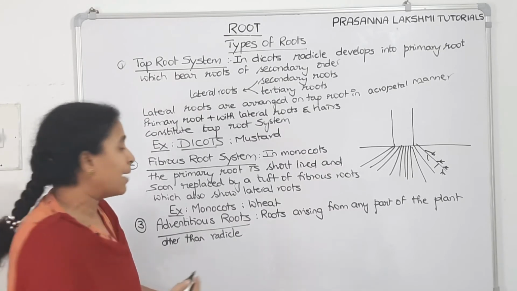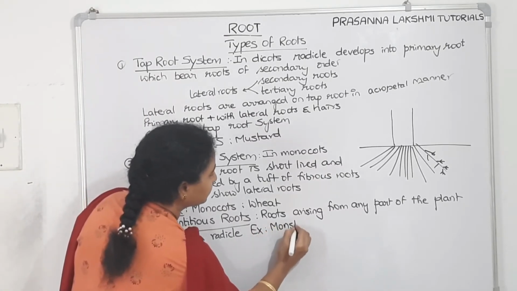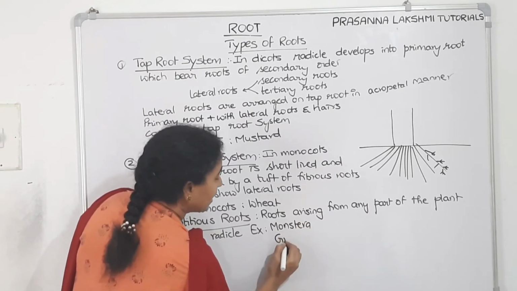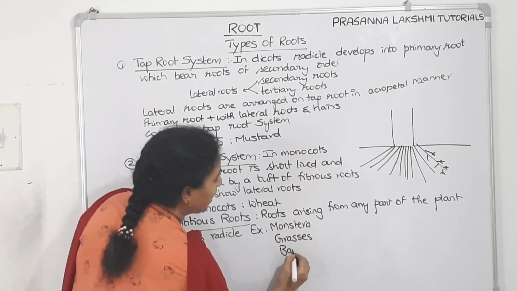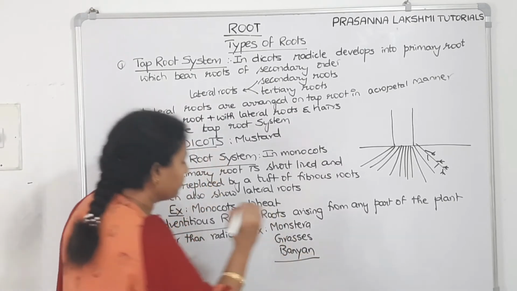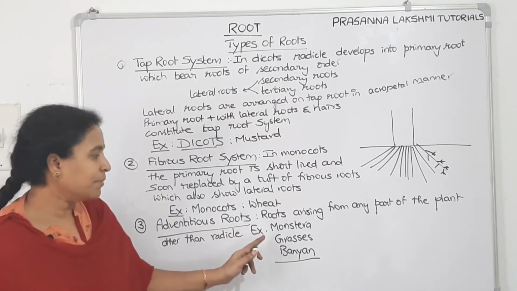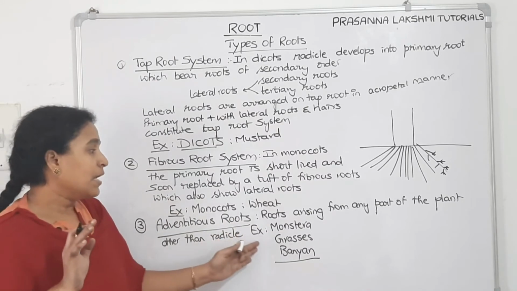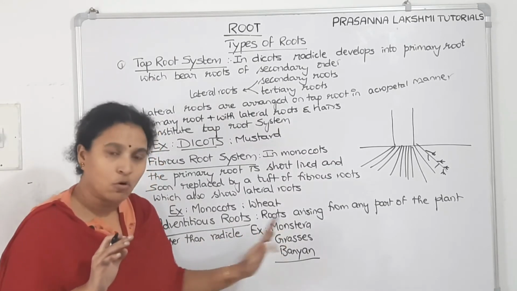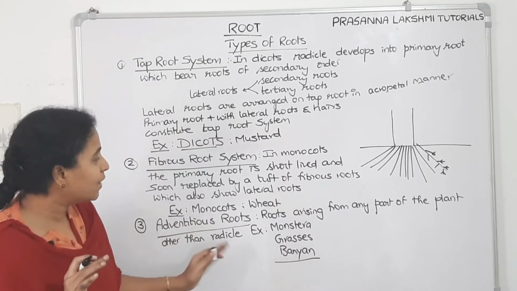Let us see some examples of adventitious roots. In Monstera they are found. In grasses also, from the base of the nodes they are found. In banyan tree also they are found. So, these are examples of adventitious roots. In Monstera we find stilt roots, in grasses they are from the nodes, and in banyan tree from the branches and the stem we find them. So, all these are adventitious roots.